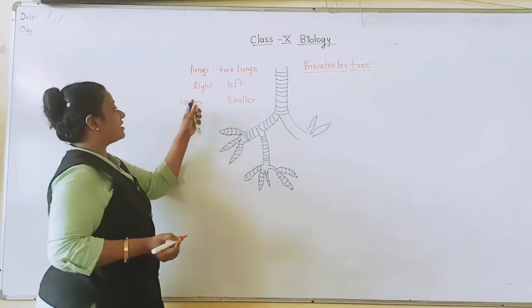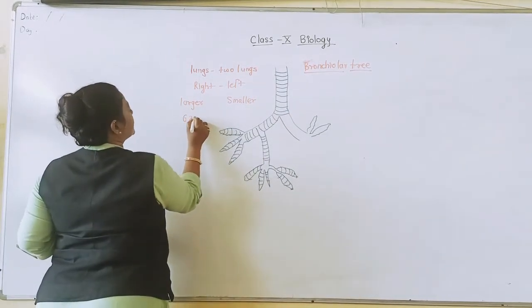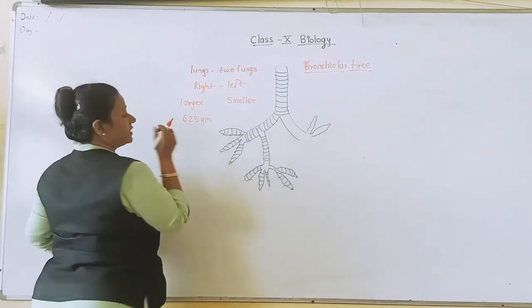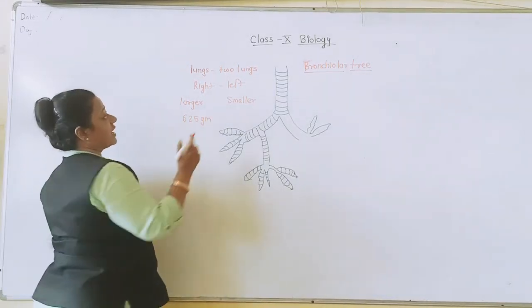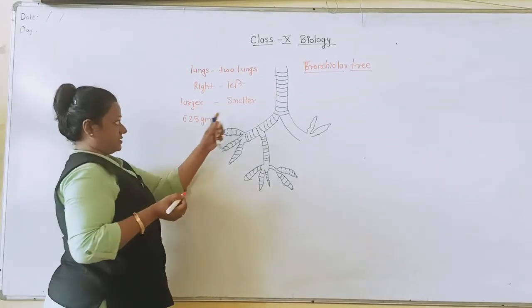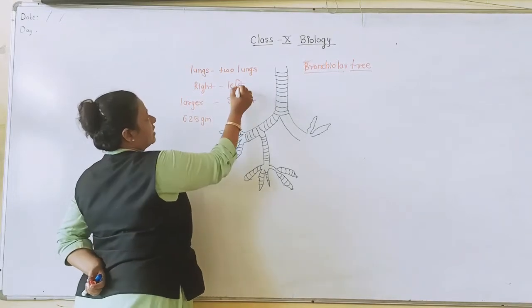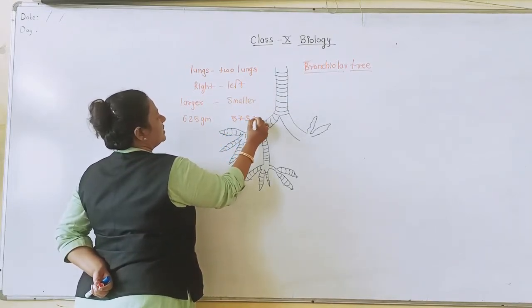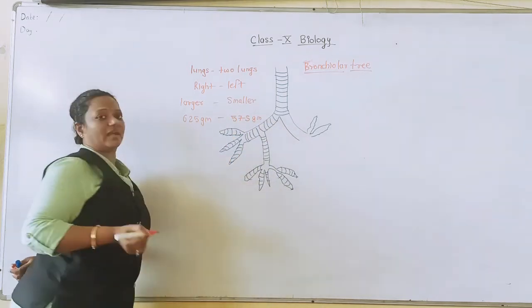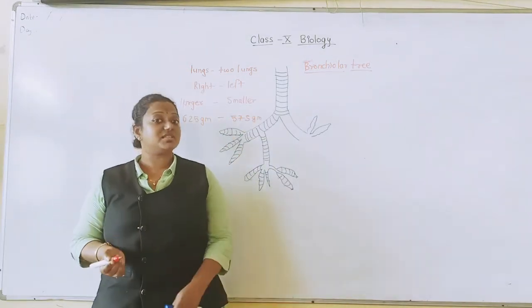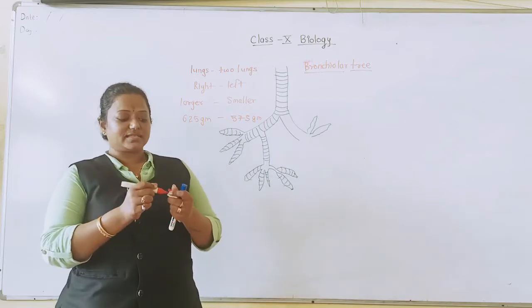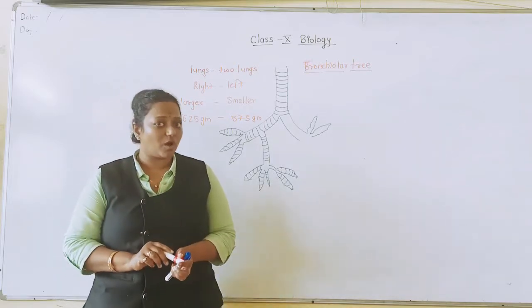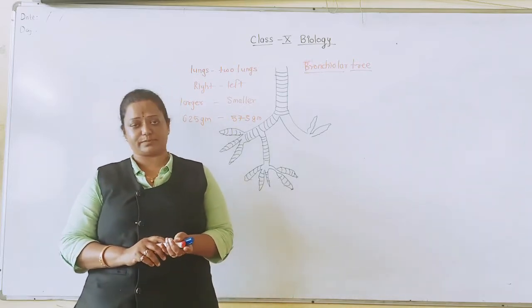The weight of the right lung is 625 gram, and the smaller lung, the left lung, is 575 gram. Now the question is, why is the left lung smaller than the right lung?